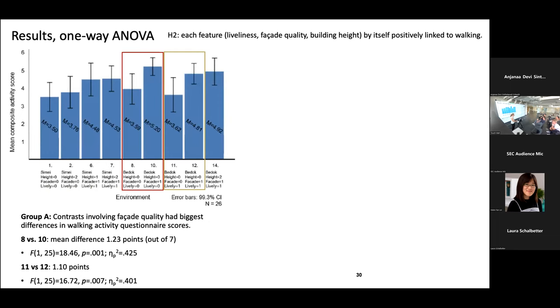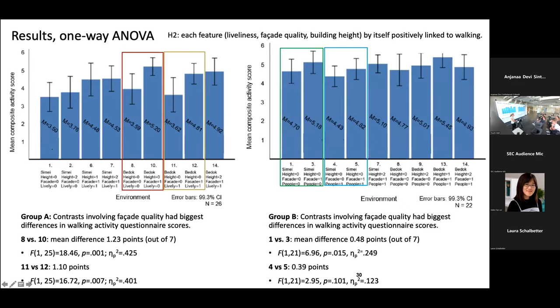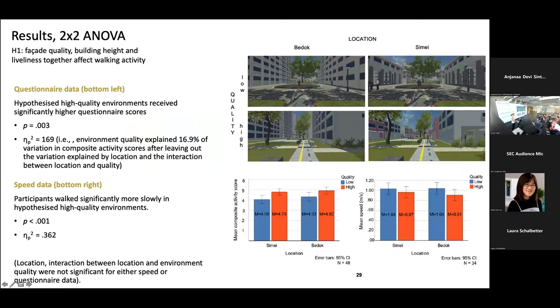And then to find out whether each feature, so liveliness, facade quality, and building height by itself influenced walkability, we compared the pairs of environments. And we found that in both of the locations, the pairs that differed with respect to facade quality had the biggest difference in rating. So always the one with the better facade quality got higher ratings in both locations, but not all of the results were statistically significant, partly because of the smaller sample size. And it seemed like the results were more significant and clearer in the case of the Bedok environment. So in the case of this one with the pink buildings.